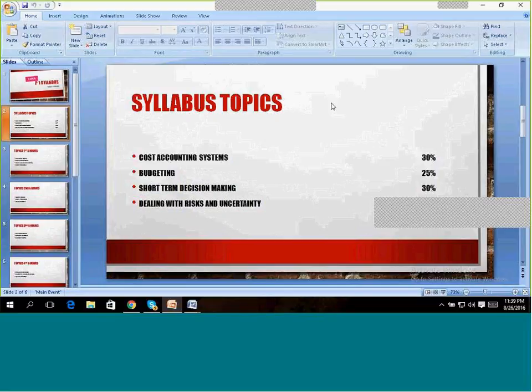So basically, what I thought was P1. I said we will try to look at many questions, give an idea of the syllabus. It's 30% on cost accounting systems, 20% on budgeting, short-term decision making 30%, dealing with risk and uncertainty 15%. So for my purposes, I have analyzed this syllabus into four 6-hour sessions.